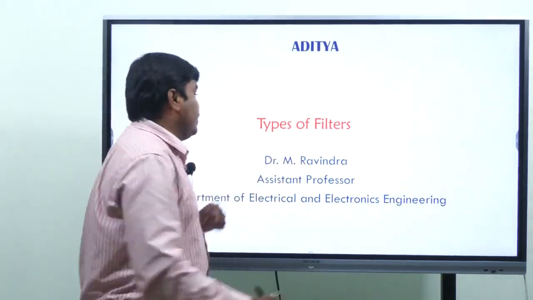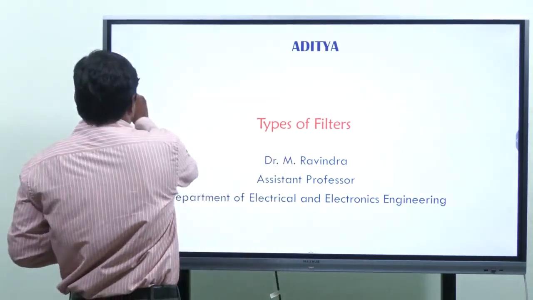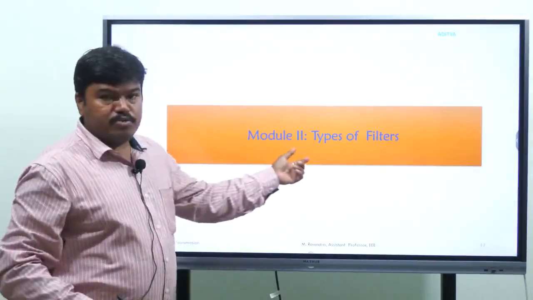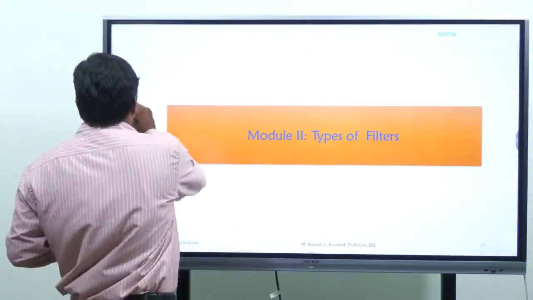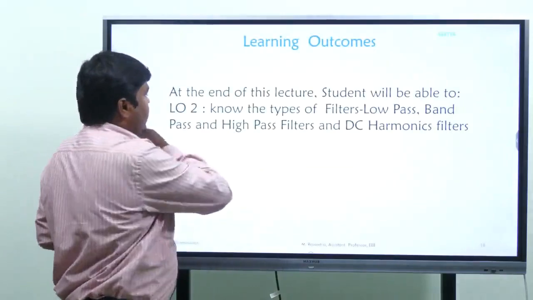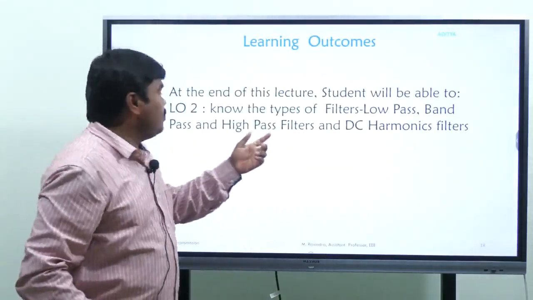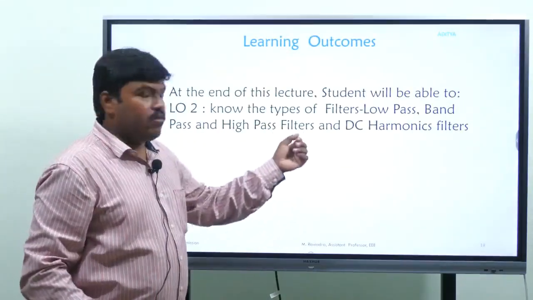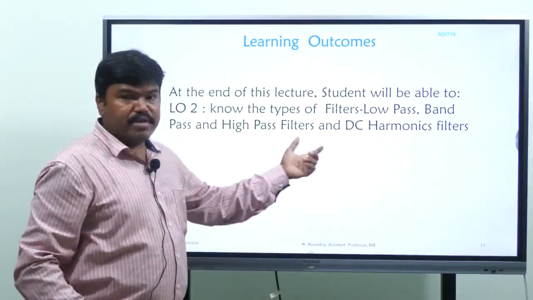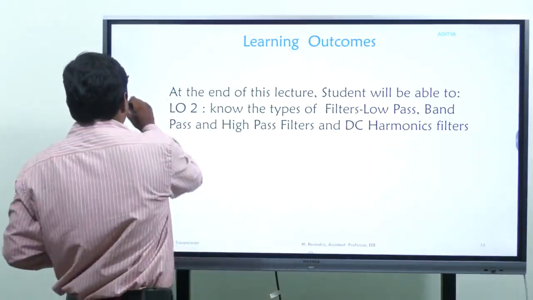This one is classified as module 2, types of filters. At the end of this lecture, students will be able to know the types of filters: low pass, band pass and high pass filters, and DC harmonic filters.